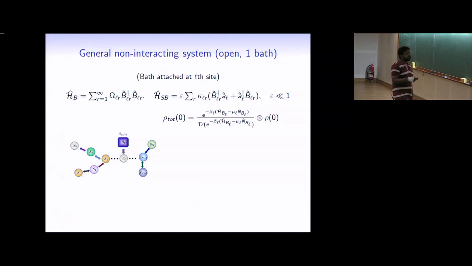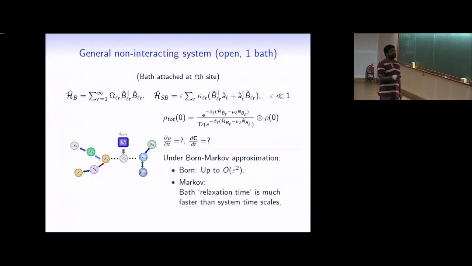And the initial state of this full thing is taken as a direct product state. So some state of the system, I don't care what state of the system this is, but the bath has to be in some thermal state. Okay. So now the question is, how do these guys change?